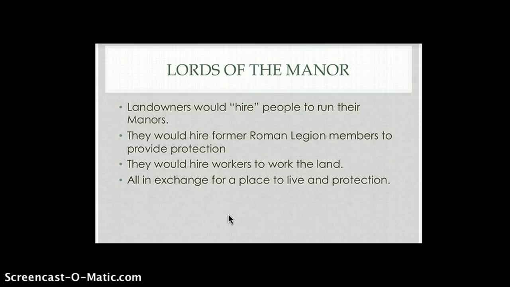Landowners would hire people to run their manors. They would hire former Roman legions members to provide protection. They would hire workers to work the land, all in exchange for a place to live and protection.